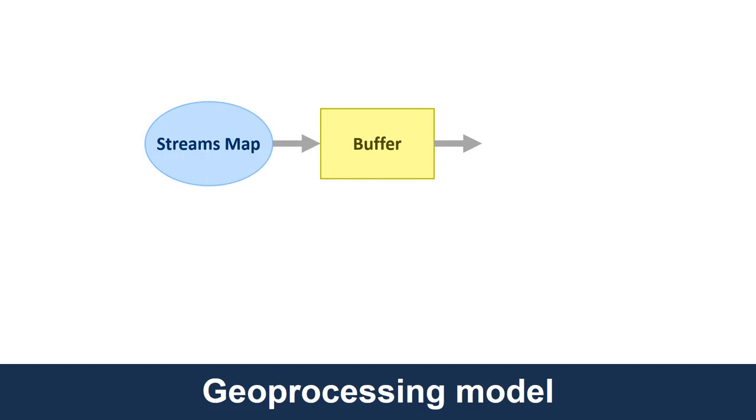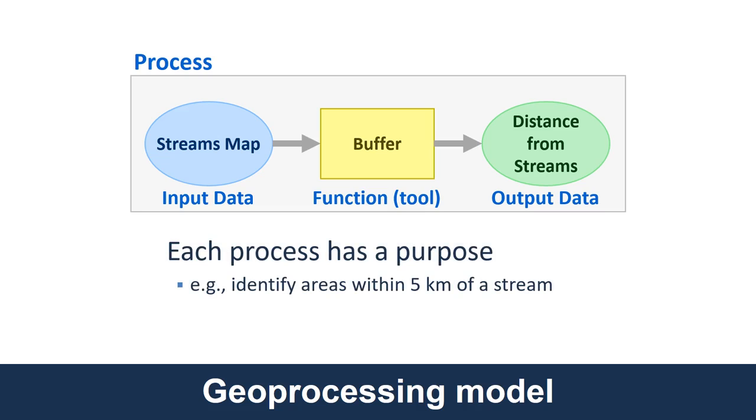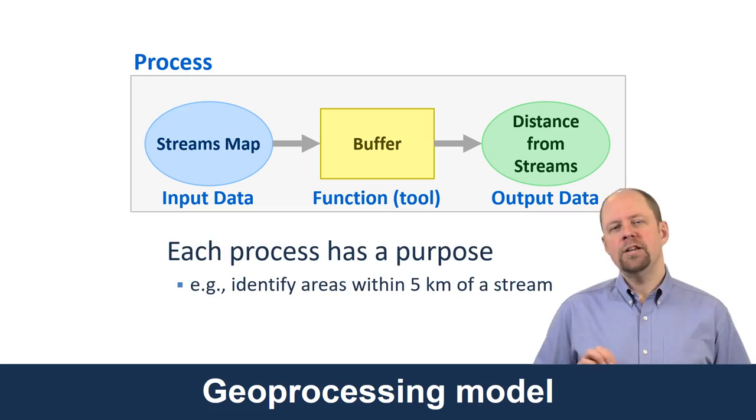So as an example here, if we had a map of stream locations and we apply a vector buffer to those, that will produce a new data set that shows us the distances from streams. So we have our input data set, we have our function or a tool that we're applying to that data set. This provides us with an output data set. Together, that's our process. And each process has one purpose associated with it.